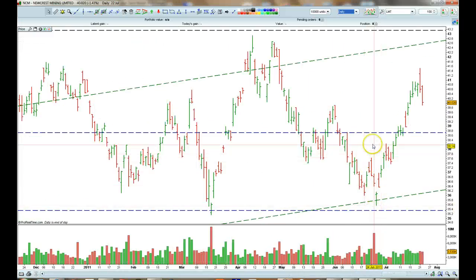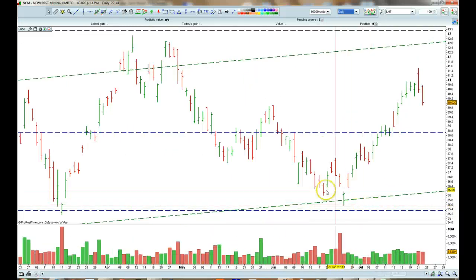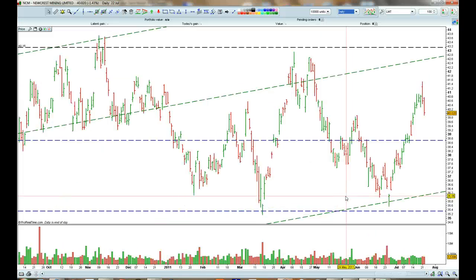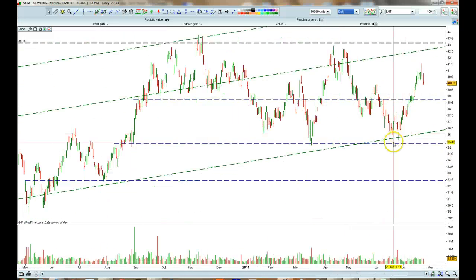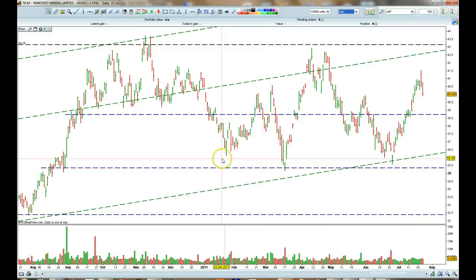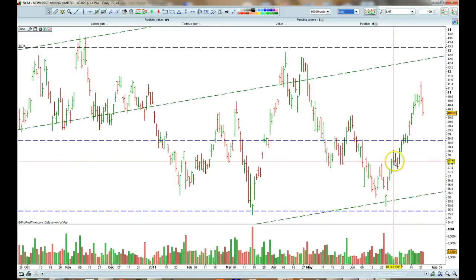There's another one where it's come down on ultra high volume. It closed off its low, narrowish or average spread. It has dropped down, but on very light volume, again on top of your channel, and in an area where you've been buying before.